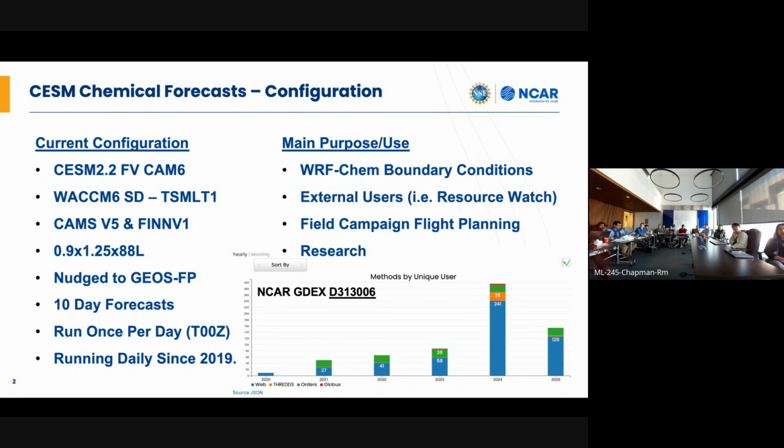There's people who use it for air quality, like Resource Watch. We've used them for field campaign planning. I have the capability of ingesting these forecasts into certain flight planning software. And then there are all the various papers that people use our data for. And I just had an example from the NCAR GDEX, formerly known as the Research Data Archive, showing our usage specifically from them, which is one of the places where we archive our data.